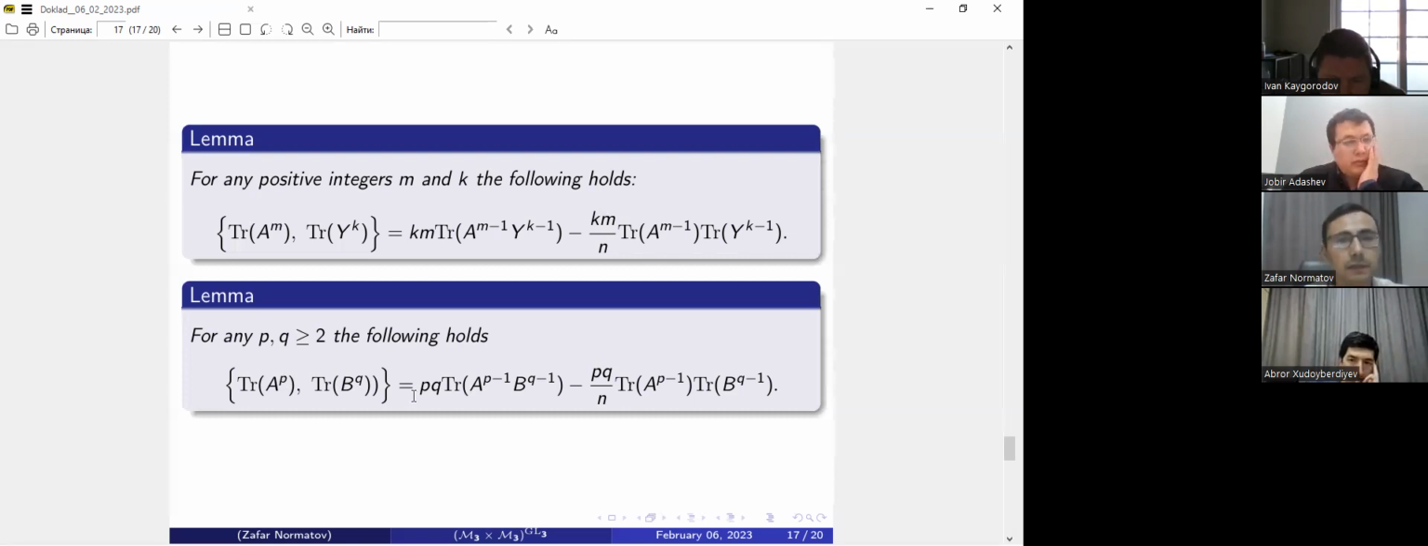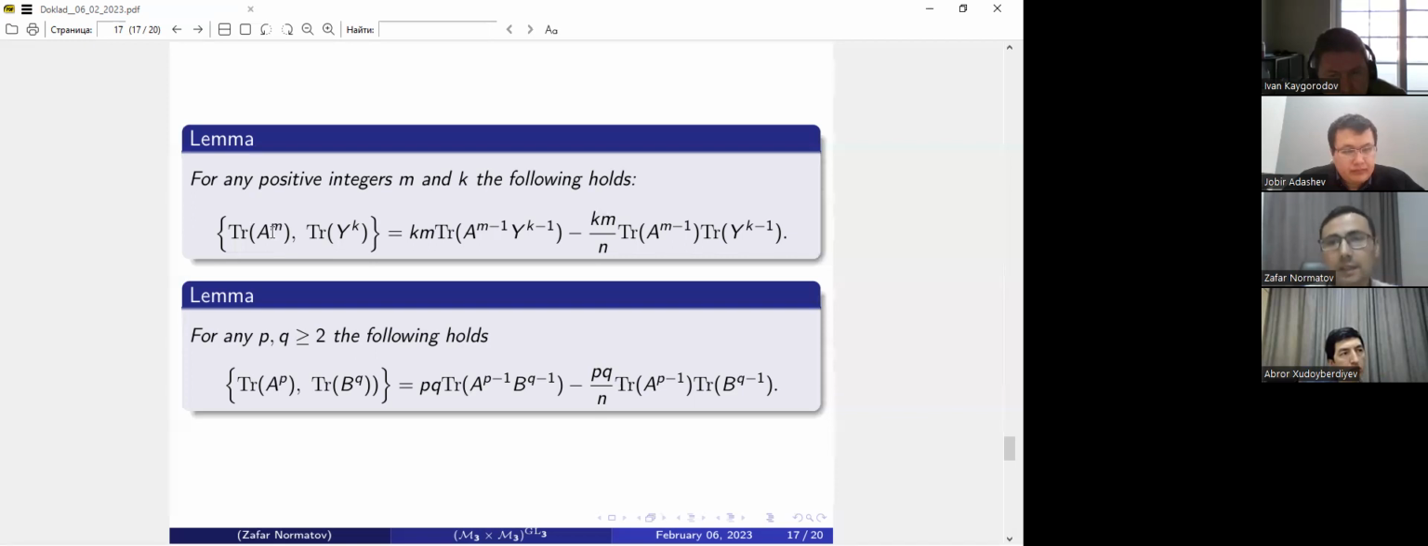You understand? Now the question: why in the first lemma do we take a matrix of the form A and Y? This is the supplementary lemma for proving this lemma. The proof of this lemma comes from this one.